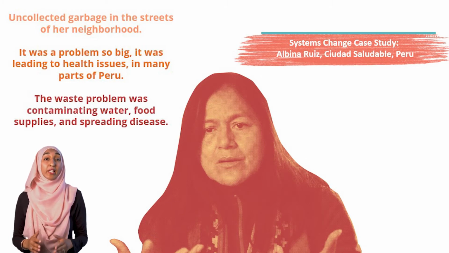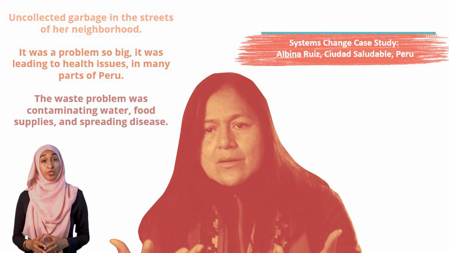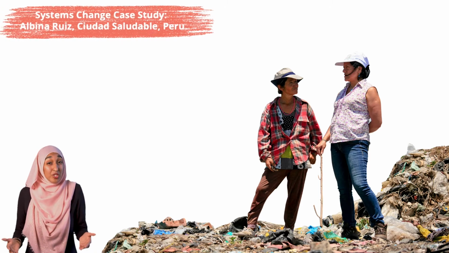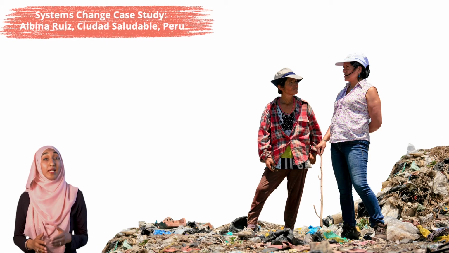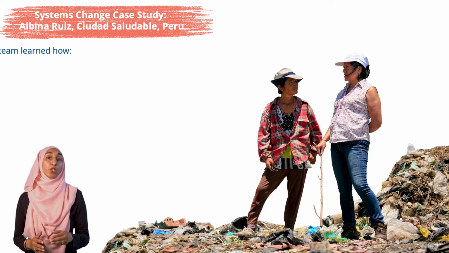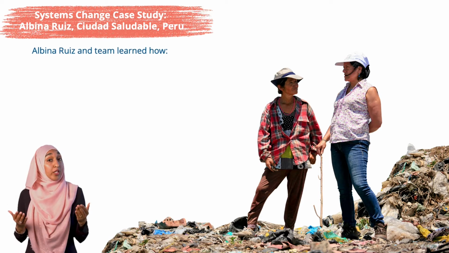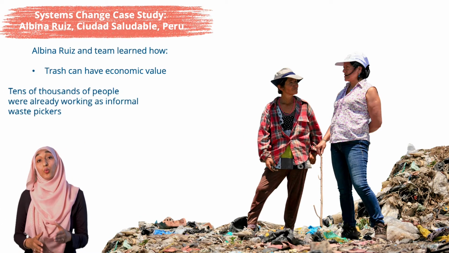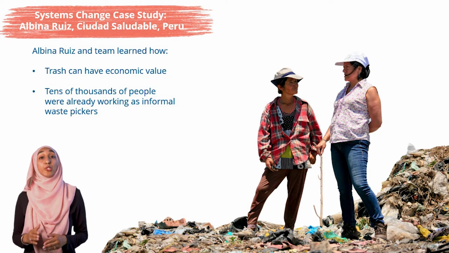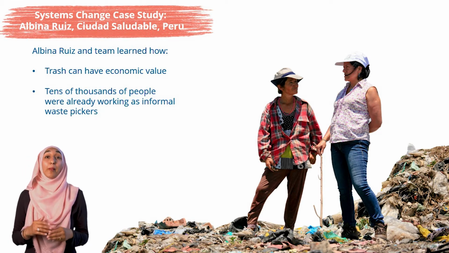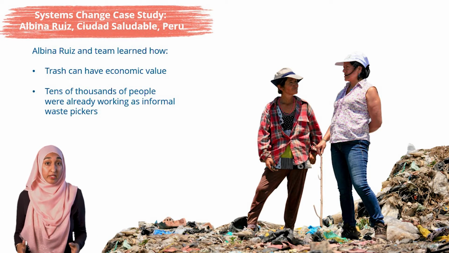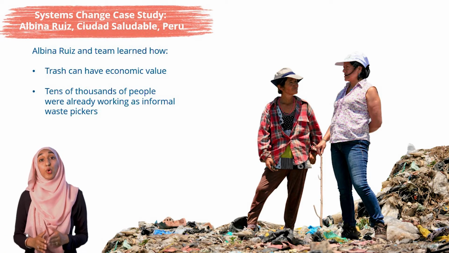Albina was passionate about tackling this issue, so she began to develop a solution. One night, she met a waste picker who was organizing trash and asked her what she was doing with it. The woman explained that she would sell it. This community member helped Albina realize what informal workers like her already knew, that trash can have economic value, and that there were tens of thousands of people already working as informal waste pickers. As a result of listening and iterating, Albina found she could solve the problem she cared about at greater scale if she helped to organize and create formal jobs for the thousands of waste pickers already working on the issue like the one that she met.